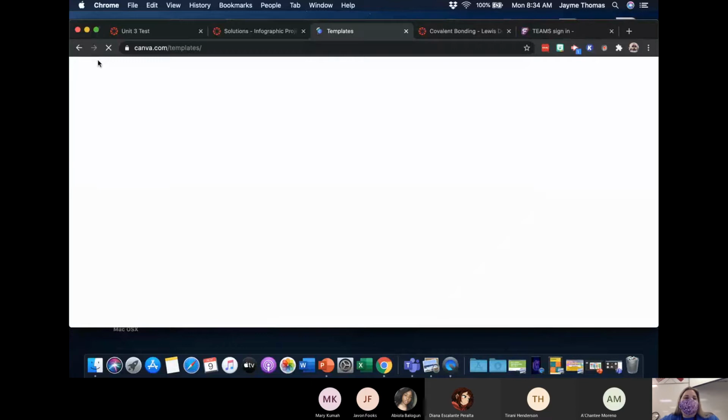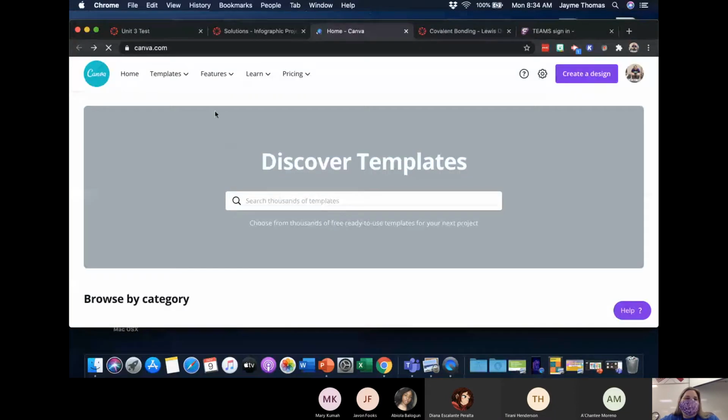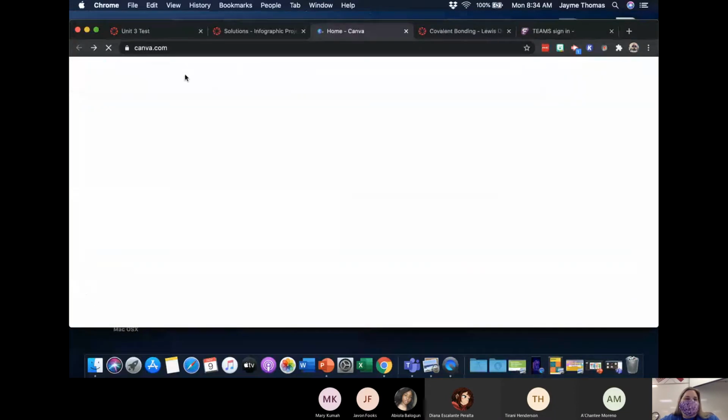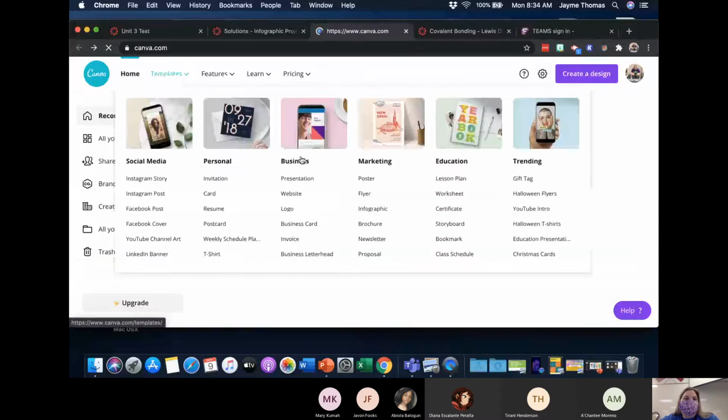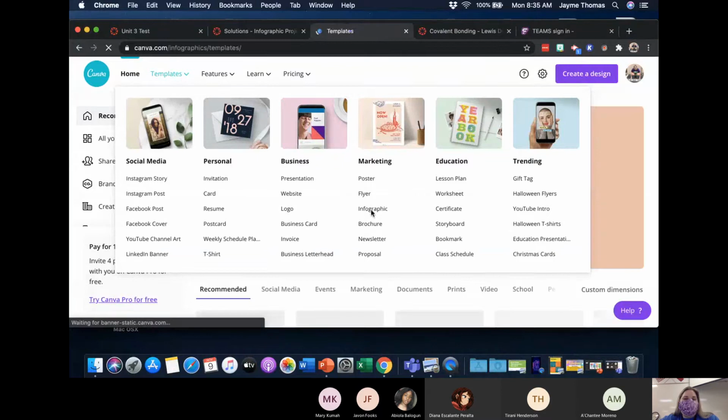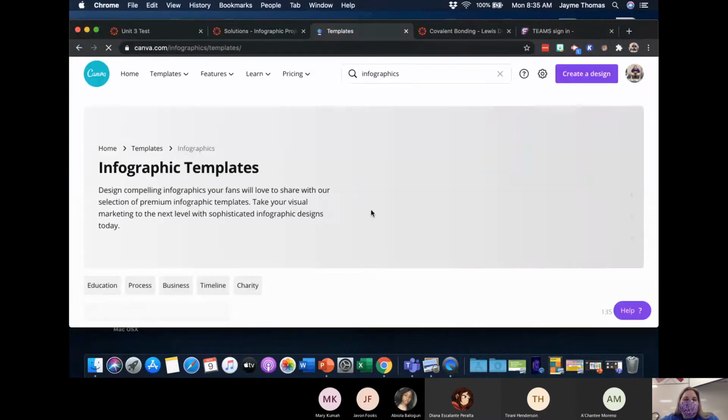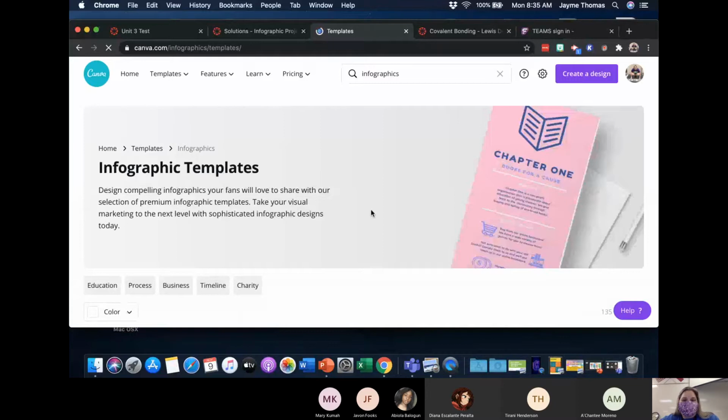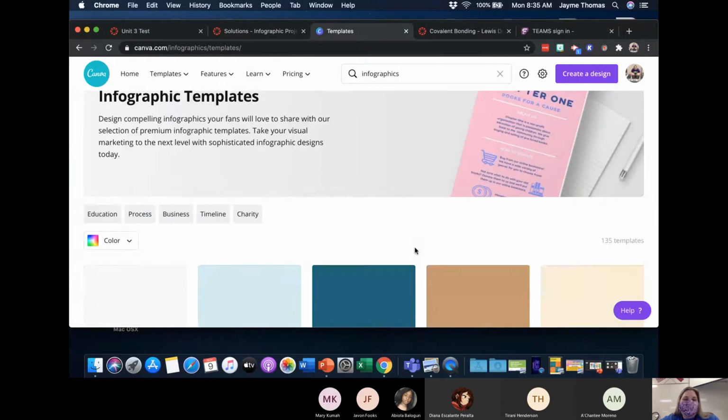So the reason that this is a good resource to use is because they have pre-made templates that you can start with and then just edit it and fill in your information and your examples and your images. If I click here on infographic, it's going to take me to the section and show me all the different templates they have for an infographic. Now, some of them are not free, so make sure you pick one that's free so it doesn't try to charge you or get you to buy something.